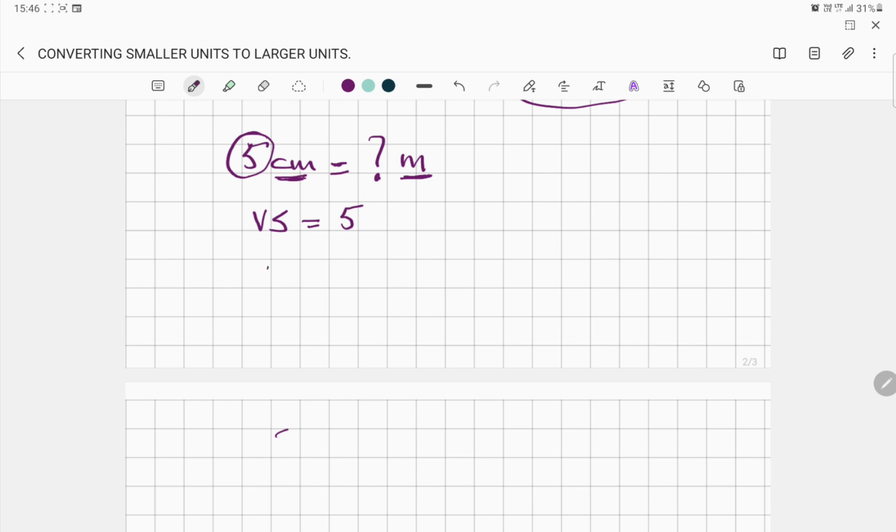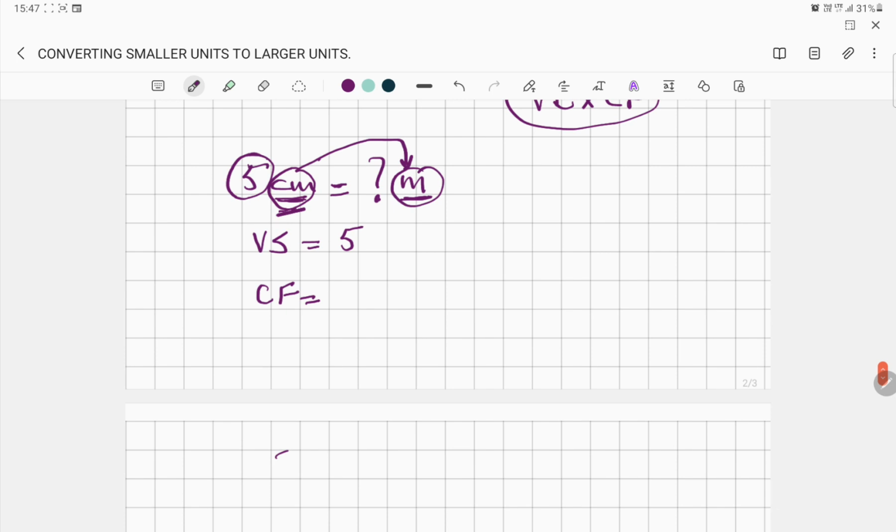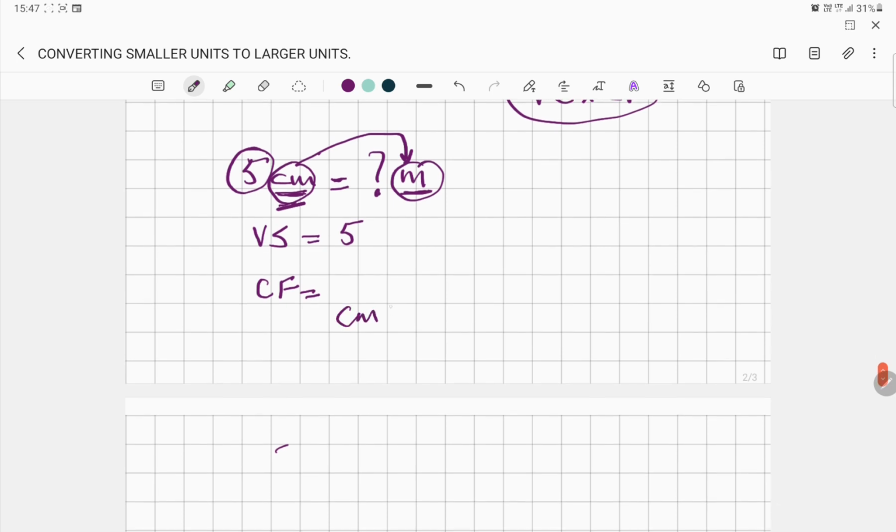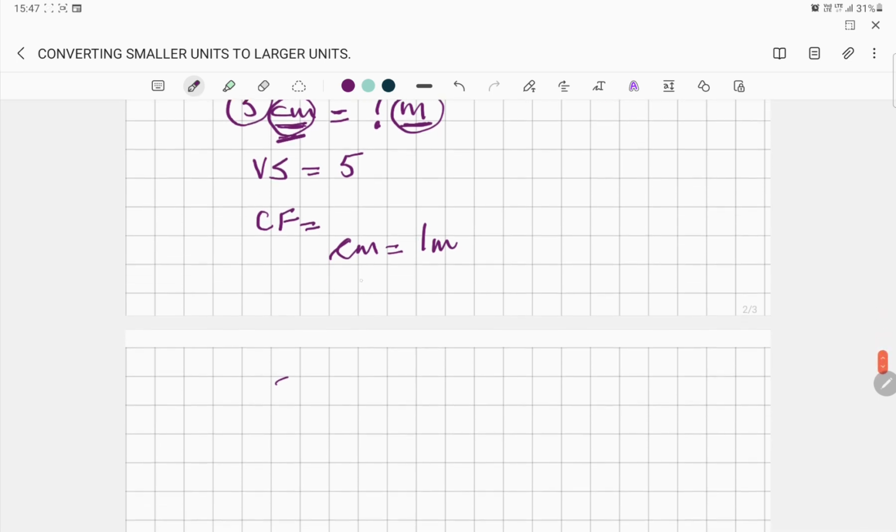The second thing that we need is a conversion factor. I hope you remember from your previous classes, we've done a lot of work on this. The conversion factor is the number of smaller units found in one large unit. In this case, centimeter is the smaller unit. How many centimeters are found in 1 meter? The conversion factor becomes 100. There are 100 centimeters in 1 meter.